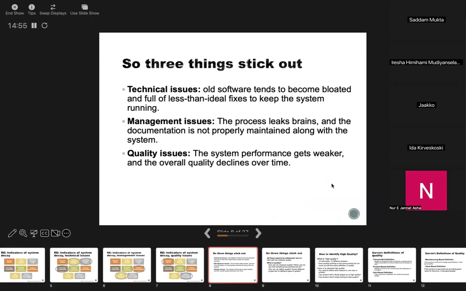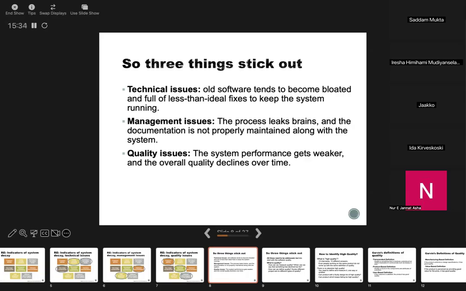Okay, from the understanding of the decay, these three important things we should stick out to make a better quality of the software. So the first issue is the technical issues. Actually, old software tends to become bloated. Bloated means it has so many functionalities, but it is losing its efficiency and effectiveness. Bloated is sometimes used when something becomes inflated, but it reduces its functionality.